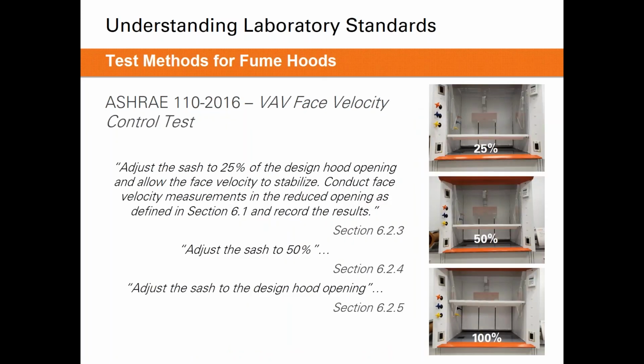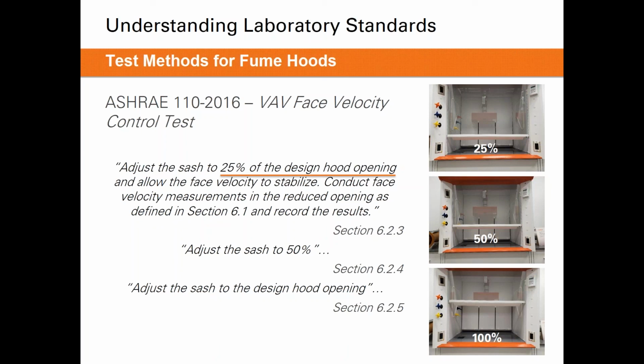The next test that we'll perform here is a VAV face velocity control test. To do this, we'll be using what we just discussed in how to measure velocity, and we'll be measuring at 25% of the design hood opening. So our first test here, if we have a design height of 18 inches, would be at 25% of that, so 4.5 inches of the opening position of the sash. We'll take our readings at that position after we allow the system to stabilize.